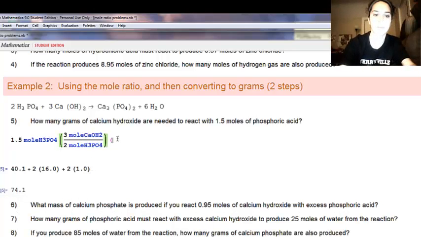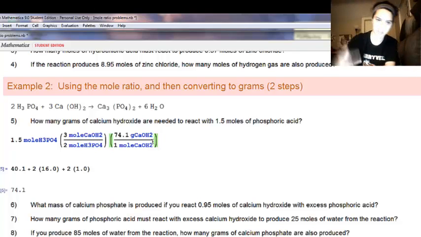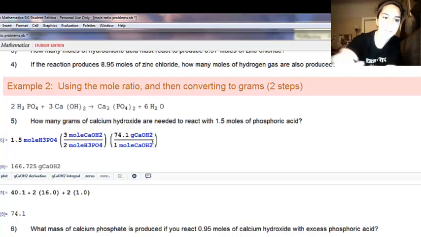So we go back to our equation. We want to find out how many grams of calcium hydroxide we need, so we put in the formula mass: 74.1 grams calcium hydroxide in every mole of calcium hydroxide. You want to keep your units consistent so Mathematica will cancel them out. Now we press Shift Enter, and we get 166.725 grams.